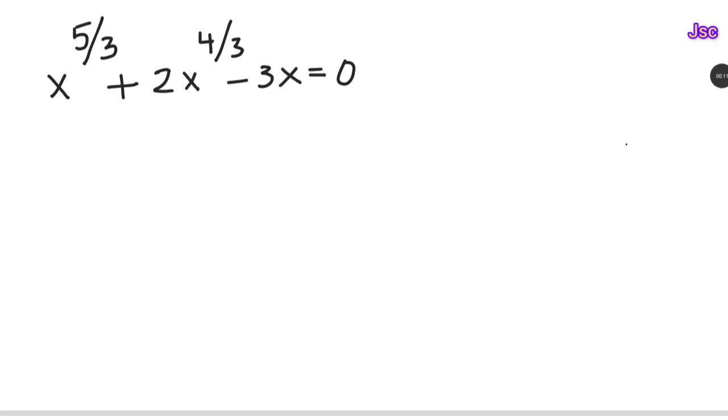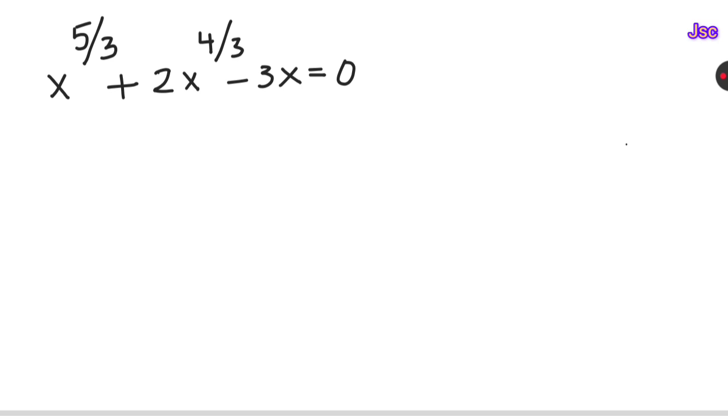Today's math challenge is all about algebra tricks. We are diving into a quadratic equation that's a bit unconventional. It's got a fraction form of exponent. So get ready to think creatively and use some clever algebraic manipulations to solve this quadratic equation.